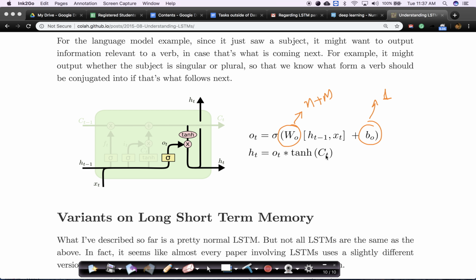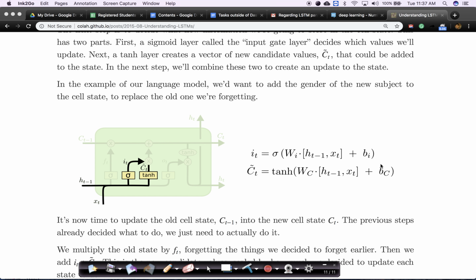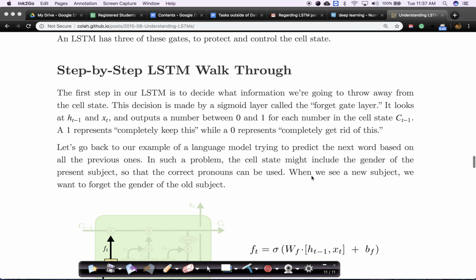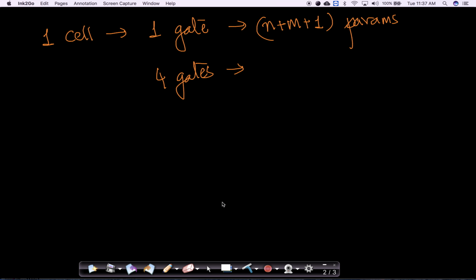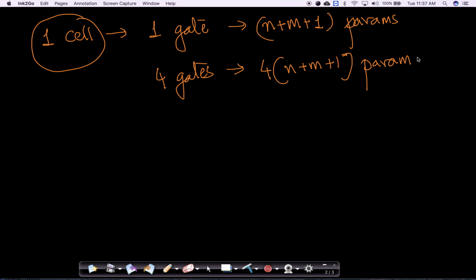If you look at all the formulae here, you have one gate here, you have your second gate equations here, your third gate equations here, the fourth gate equations here. So you have 4 gates. Again, we are talking only about one cell. One cell, one gate has n plus m plus 1. All the 4 gates, each of them has n plus m plus 1. So this will become 4 into n plus m plus 1 parameters, right? Again, this is all with respect to only one cell.